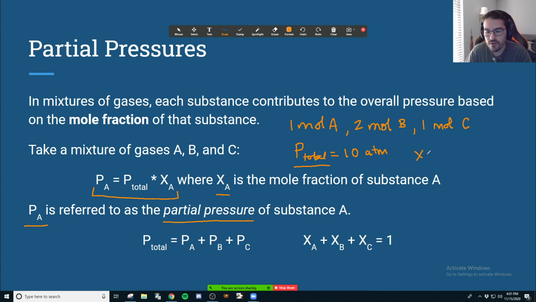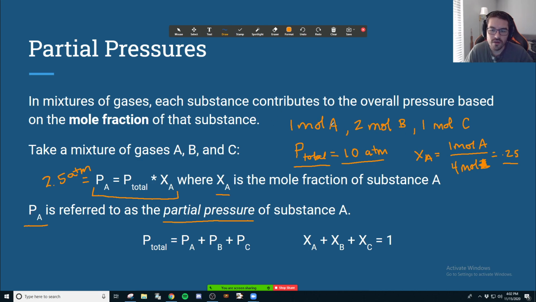Okay, the mole fraction for substance A is just the number of moles of A, so 1 mole of A divided by the total number of moles that you have. That's what a mole fraction is. It's just the percentage in decimal form of your particular substance. Oops, sorry, not 1 mole of A, 4 moles total, right? So this is going to be 0.25. So the partial pressure of substance A would be equal to 10 atmospheres times 0.25, or 2.5 atmospheres, okay? 1/4, right?